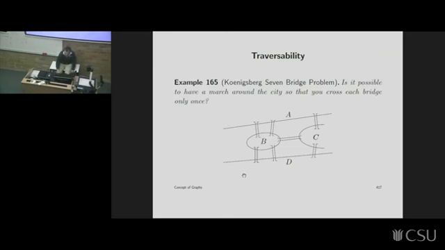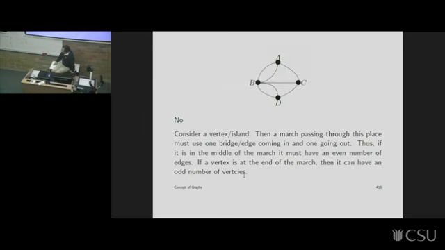So you can represent the whole thing by a graph. Each of the different places you can visit, being the 2 islands and the north and south bank, are just the different vertices, and the bridges would be different edges. So one way of drawing that picture would be that sort of graph at the top.